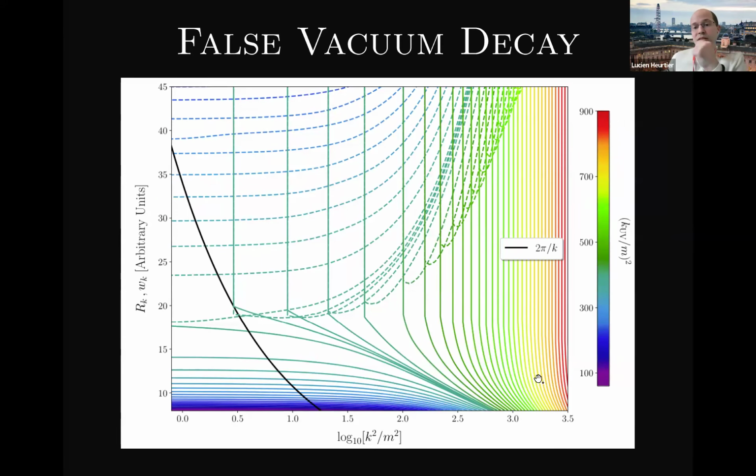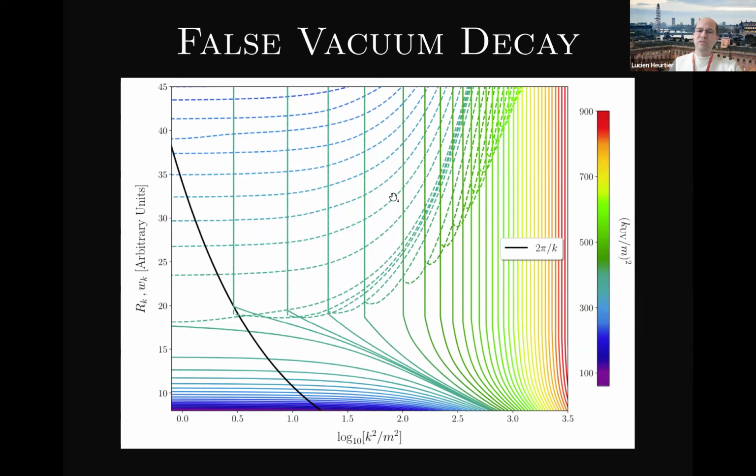So doing this, you can scan over parameters. Sorry, I should explain a little bit what this plot is. The x-axis is basically the scale k with respect to the mass of the field in the minimum, and the different curves here represent, the solid lines represent the width of your bubble, and the dashed lines represent the total radius of the bubble.